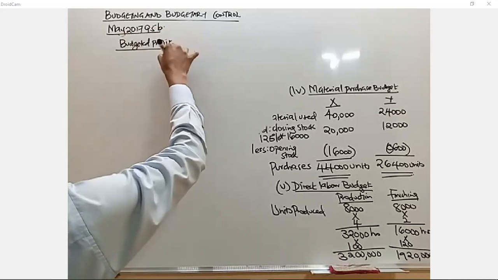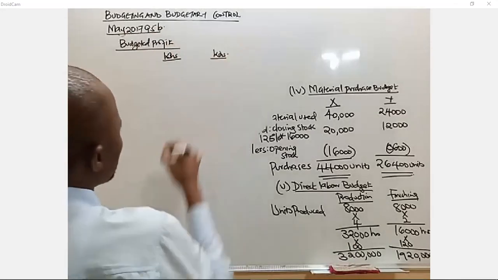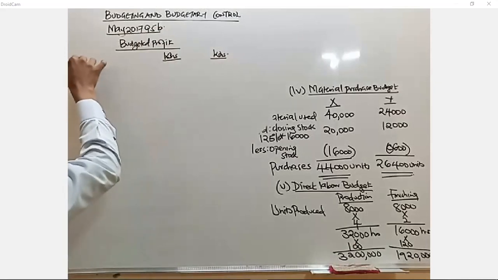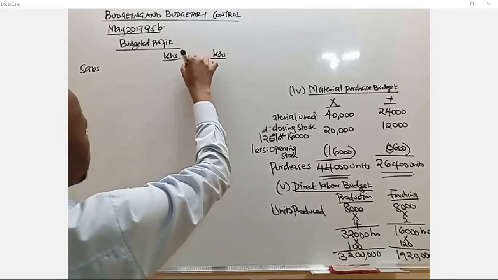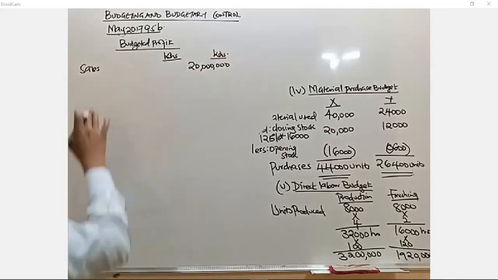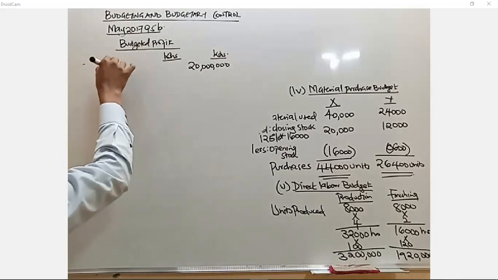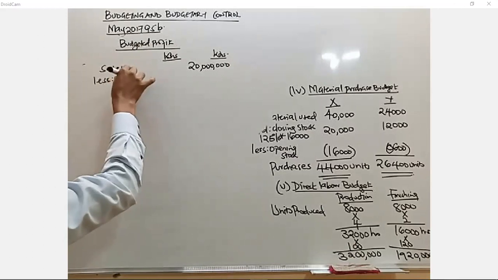Nakuja tunakuwa na 2 columns of Kenya shillings here. So hapa nakuja nasema, let us start by taking our sales under consideration. So sales zetu ni ngapi? Unaniambia ni 20 million. Right? Then we less sales less cost of sales.